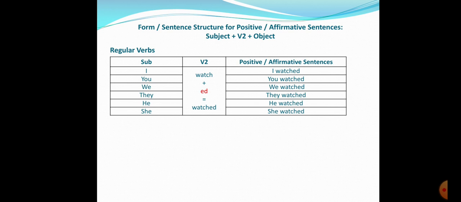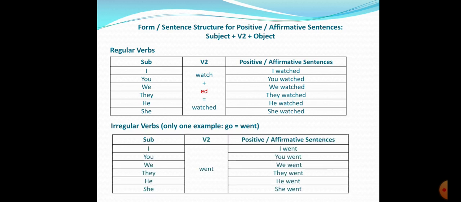So you get positive or affirmative sentences as I watched, you watched, we watched. Now see, the sound should come, but you don't have to press it more. Okay. So I watched, you watched, we watched, they watched, he watched, she watched. Can you see the pronunciation and modulation? So these are your positive or affirmative sentences in regular verbs. Let's also take one example from an irregular verb, students. I have just taken the example of go, which becomes went when it comes to V2.